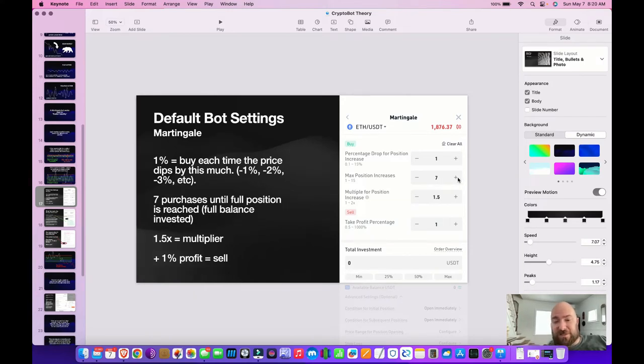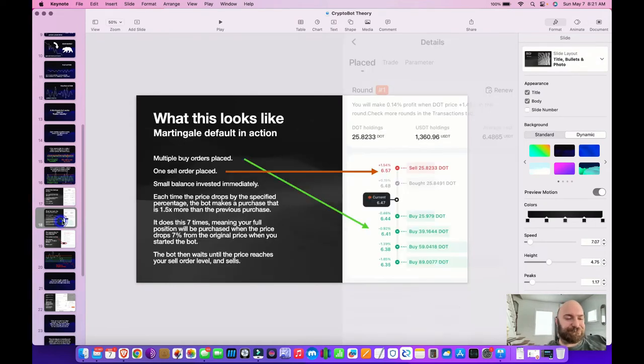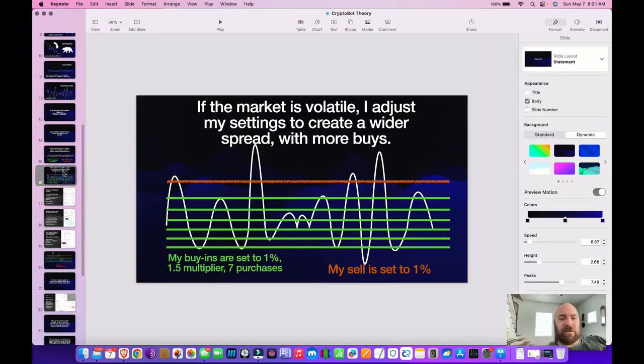I might increase to 9 buys, or I might want to buy in slower. So if I'm expecting the market to dip significantly, I might even set this to 2%, where it's not going to do buy-ins until it falls 2%, 2%. How would I anticipate this? Lots of different factors, not really for this video, but sometimes when you know something's coming, it's best to adjust your settings accordingly. So if the market is volatile, this is what it looks like.